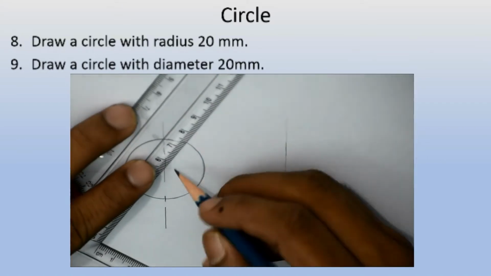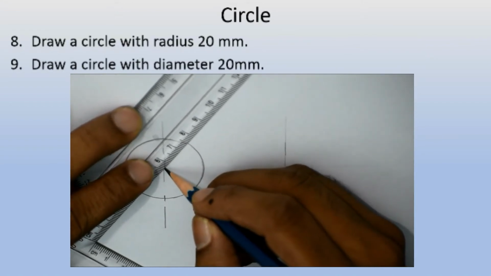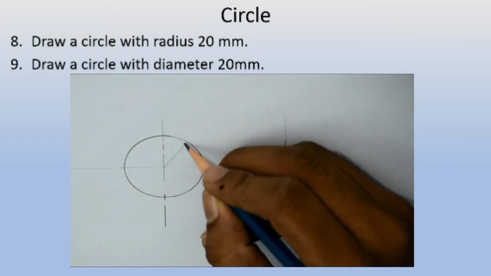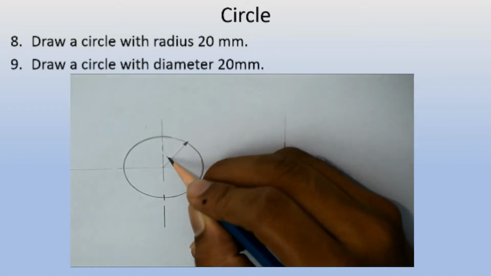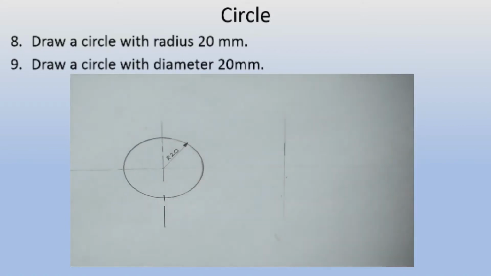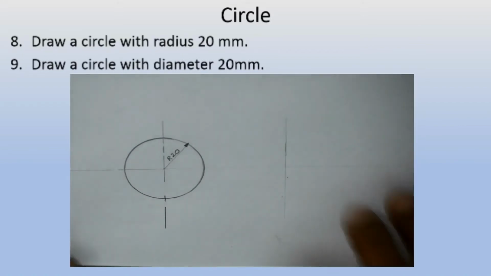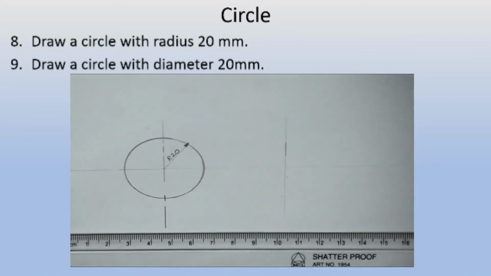Now I'll mark the dimensions also. Note that I have to take only one arrow from the center line. This is going to be R20. You can write inside also, but as far as possible place that outside. You will see about that rule in the next lecture on dimensioning.